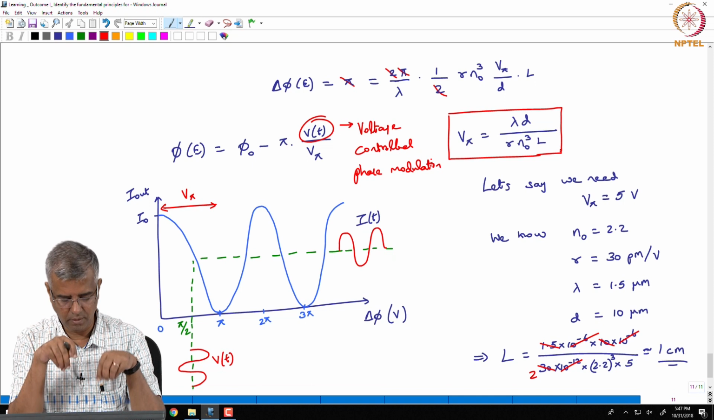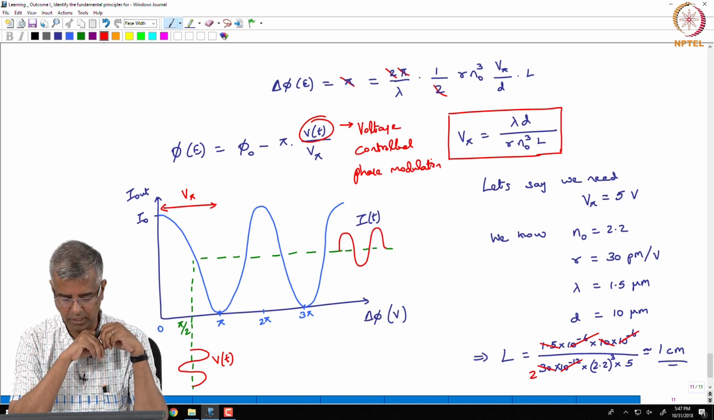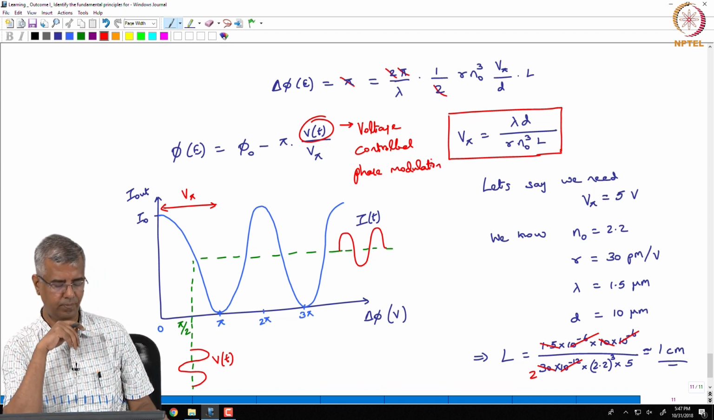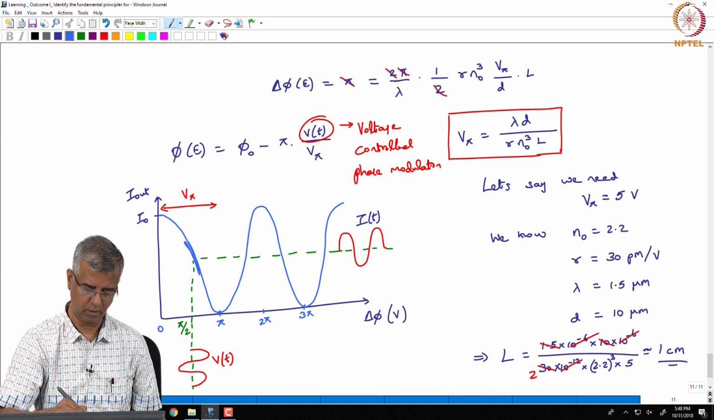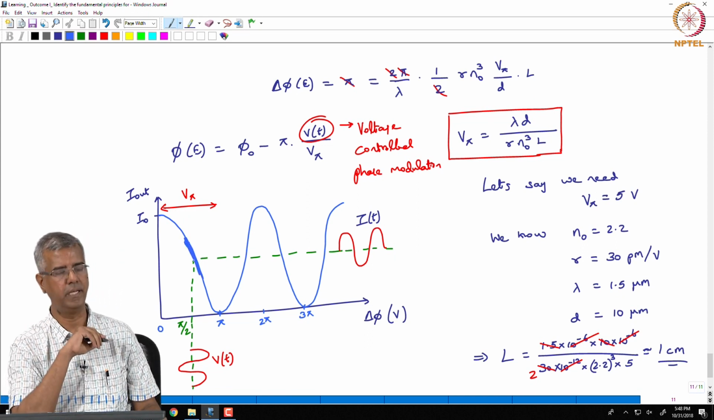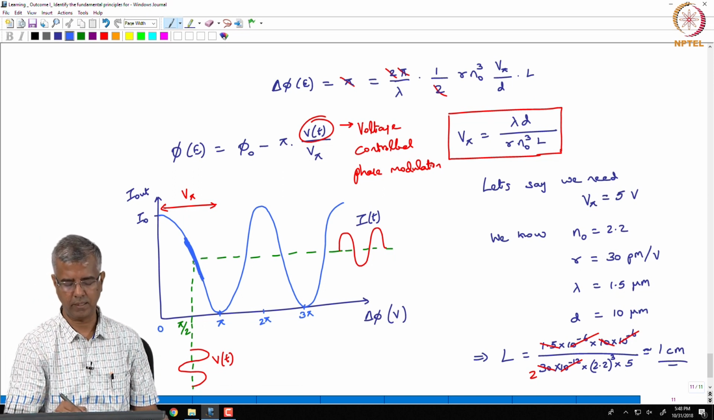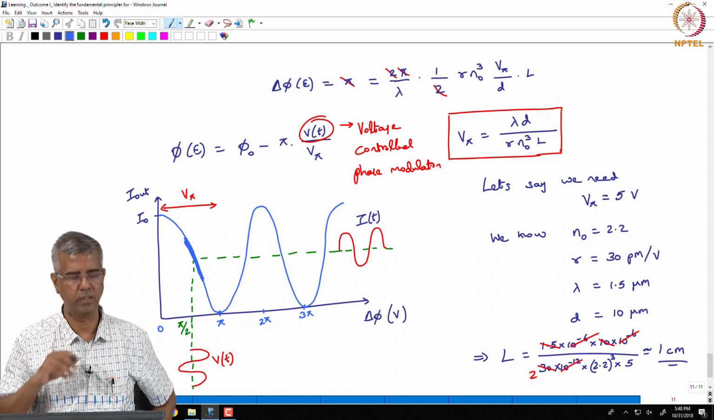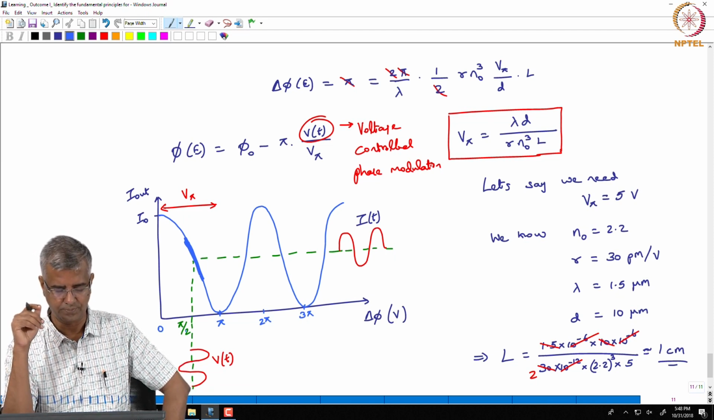and once you have verified that, then you will apply an appropriate bias to your modulator, so that it comes to that part where you have a sort of a linear response. So, you bias at the center of that and then you apply some voltage modulation, then you can see the corresponding change in the intensity at the output.